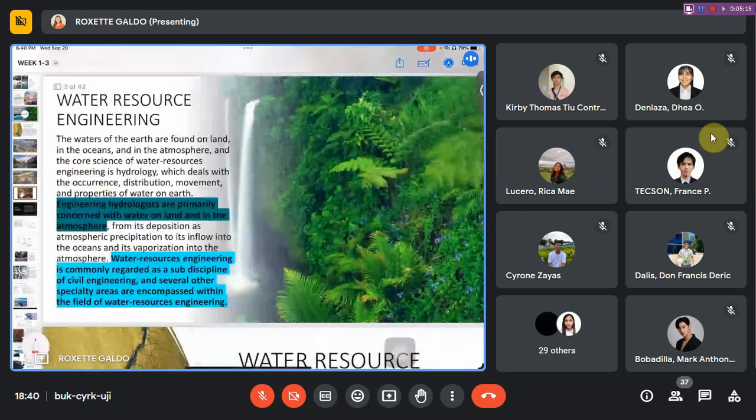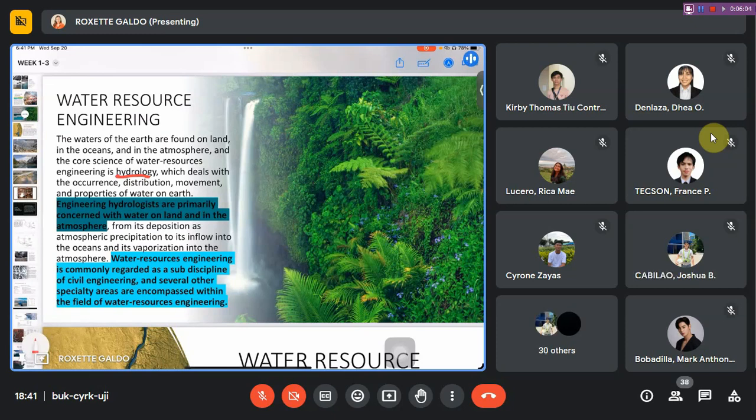Okay, so the waters of the earth are found on land, in the oceans, and in the atmosphere. And the core science of water resources engineering is hydrology. Core science daw of water resources engineering is hydrology. So we know for sure that hydrology deals with the occurrence, distribution, movement, and properties of water on Earth. So engineering hydrologists are primarily concerned with water on land and water in the atmosphere. So from its deposition as atmospheric precipitation to its inflow into the ocean and its vaporization into the atmosphere.